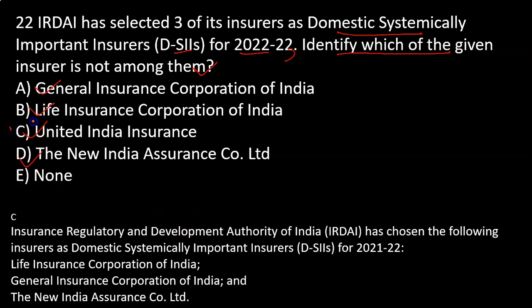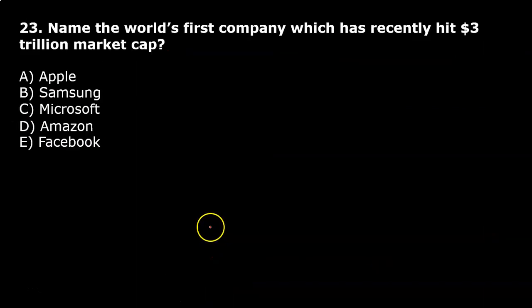This United India Insurer is not part of it. Why? Because the Insurance Regulatory and Development Authority of India has chosen the following insurers as the domestic systemically important insurers for 2021-22. These are LIC, General Insurance Corporation of India, and the New India Assurance Company. So these 3 are the D-SIIs; United India is not part of this.